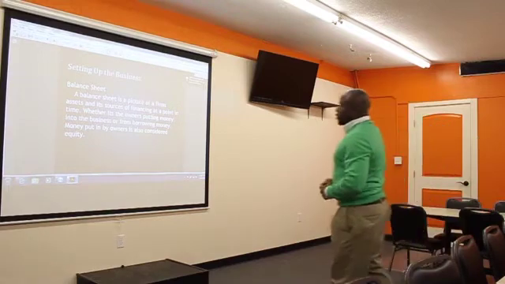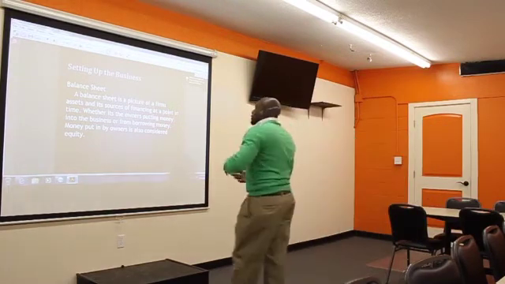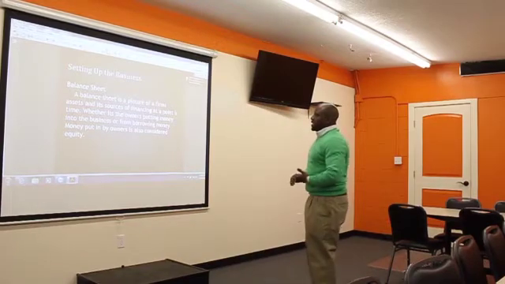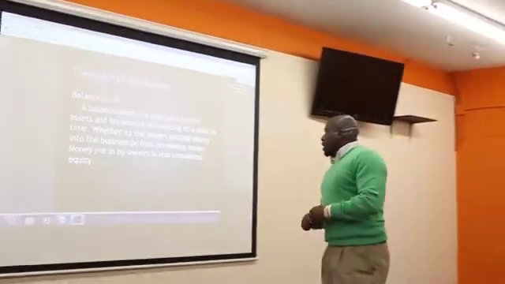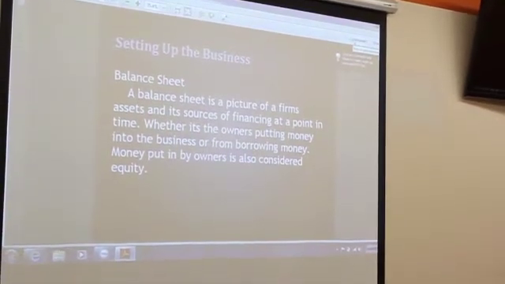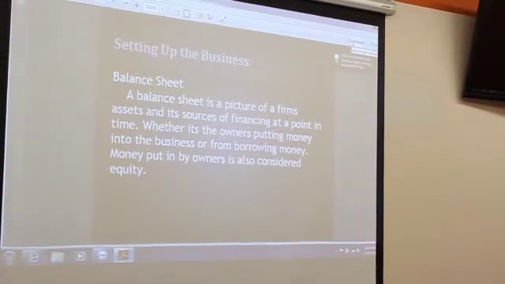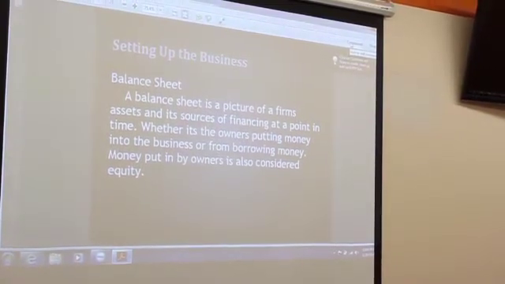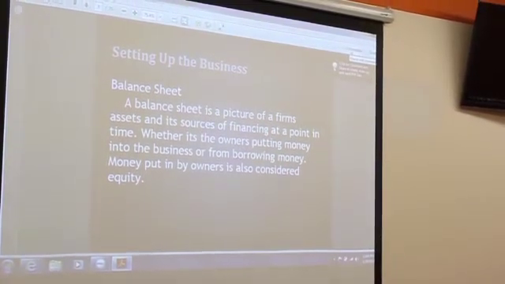Setting up the business. One thing we want to talk about is a balance sheet. A balance sheet is a picture of a firm's assets and its sources of financing at a point in time, whether it's the owners putting money into the business or from borrowing money. Money put in by owners is also considered equity.